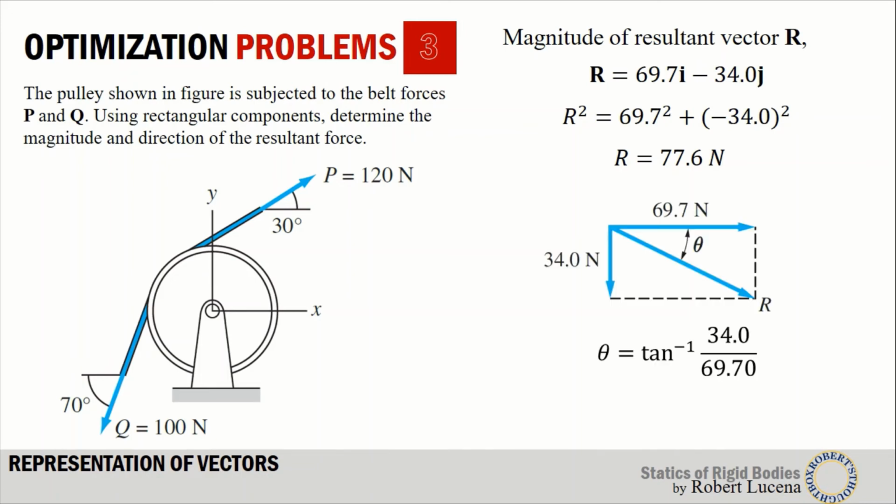So for the direction, if the components are positive 69.7 and negative 34, that means downward, we can define it by theta. In this problem, theta is preferred to be measured from the x-axis in a clockwise direction. So we have theta is equal to arctan 34 over 69.7. Then you have an angle of 26 degrees. But if it's measured from the positive axis in a clockwise manner, you can say that it is negative 26 degrees.